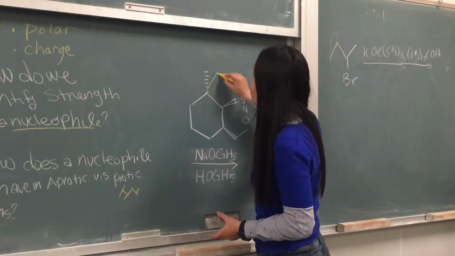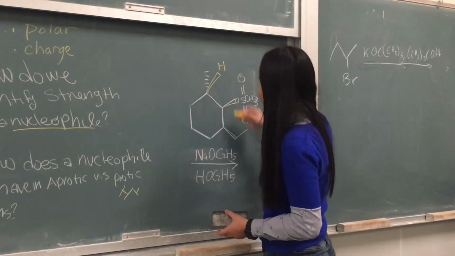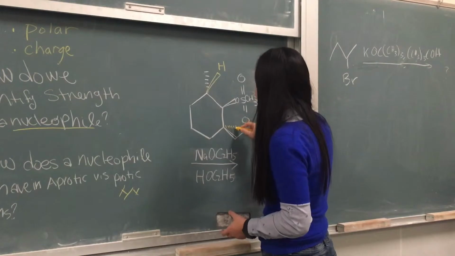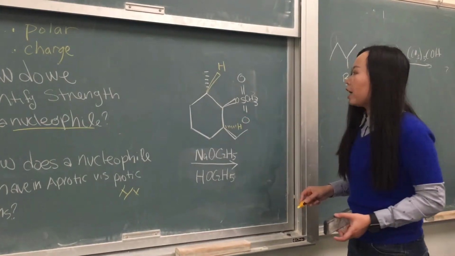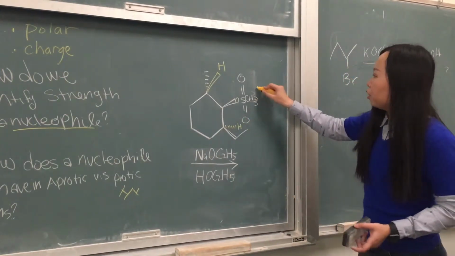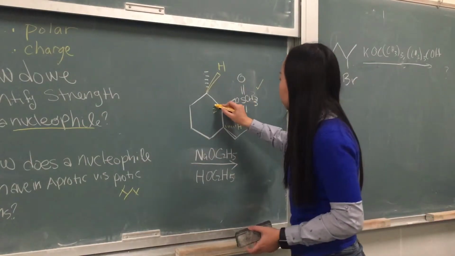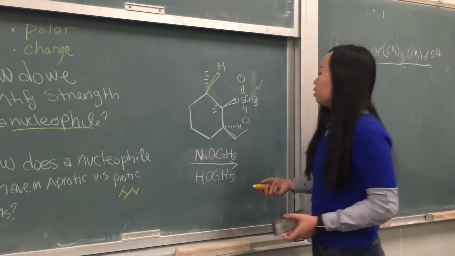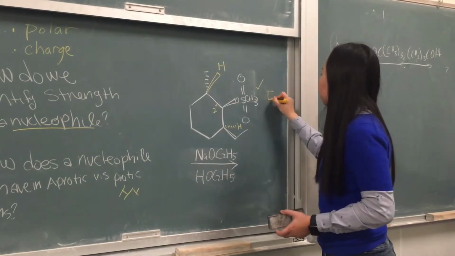This one is a hydrogen. This one is a dash hydrogen. So which hydrogen am I going to grab? This is a good leaving group, right, and this is the secondary carbon. So I have identified this is going to be an E2 reaction.